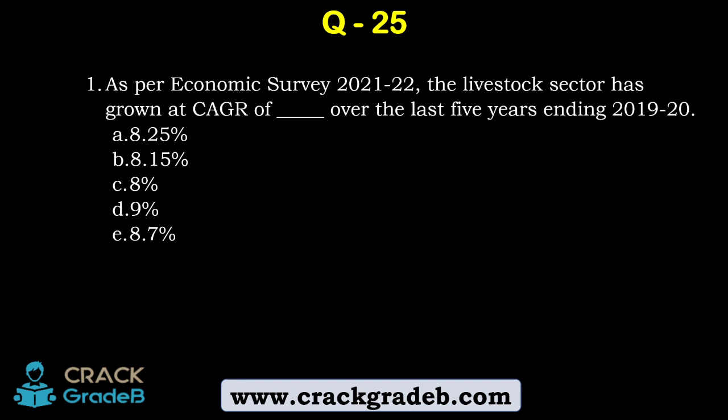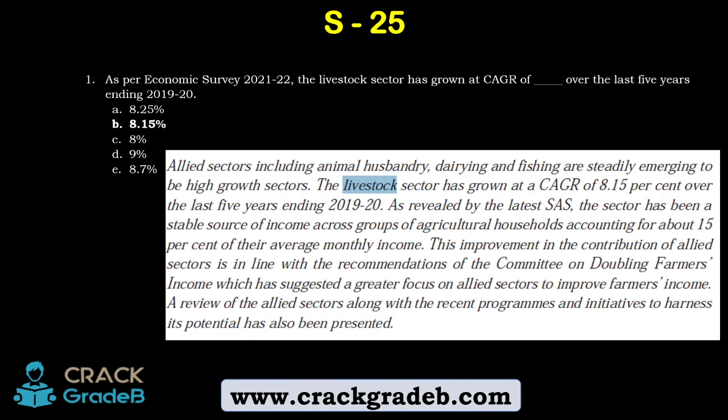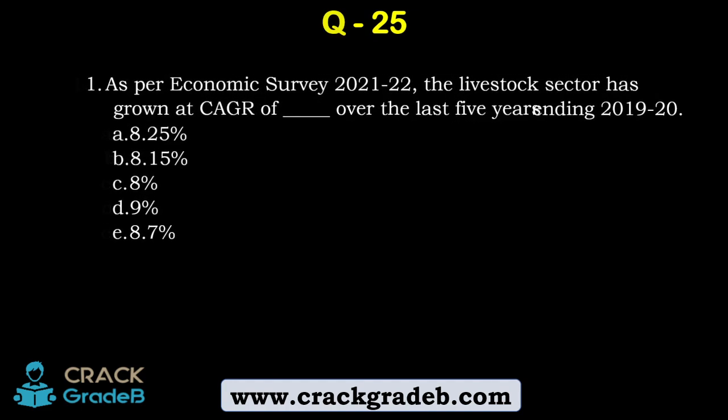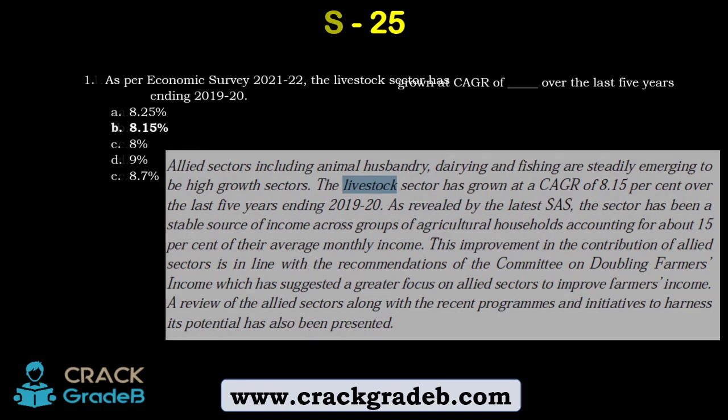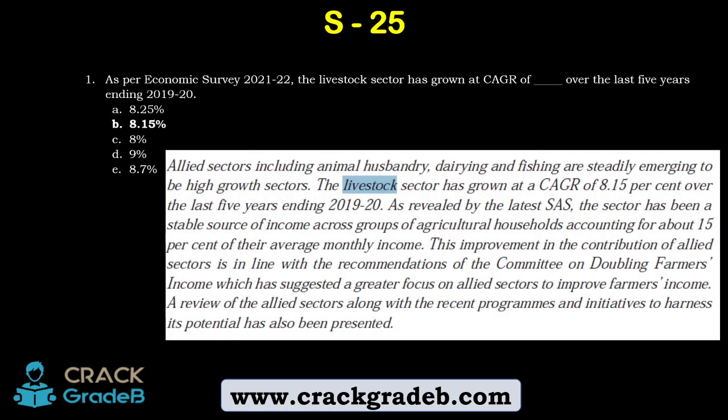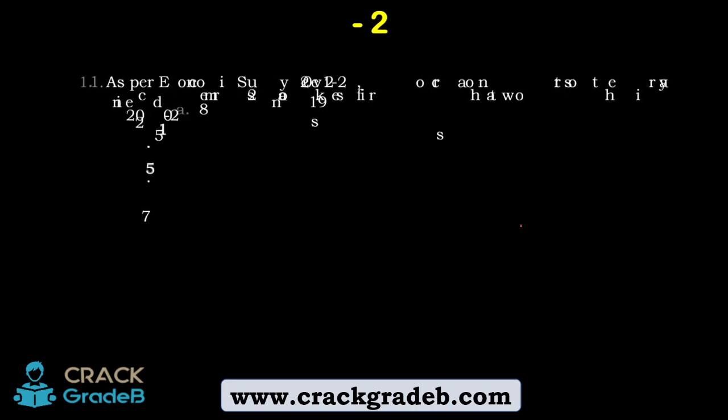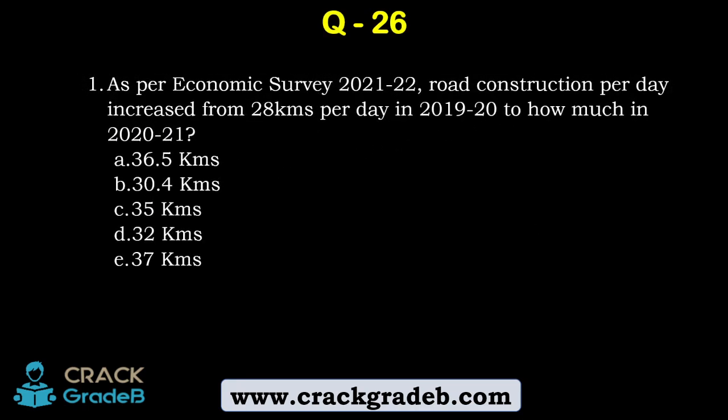As per the survey, the livestock sector has grown at a CAGR of dash over the last 5 years ending 2019-20. So you have already seen the answer. It's 8.15%, right? 8.15%. Let's move to the next question, that is question number 26.